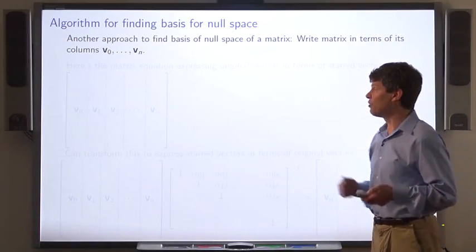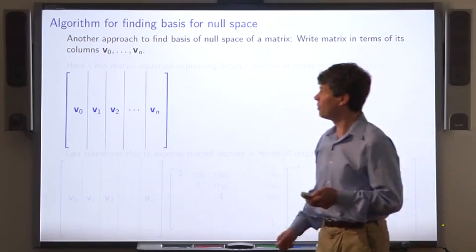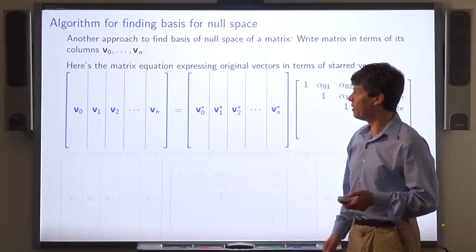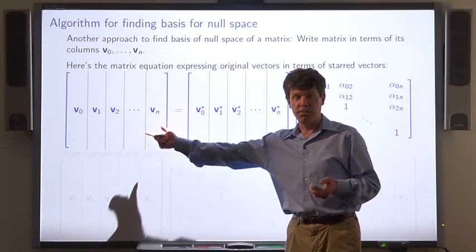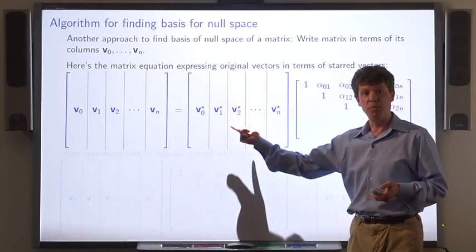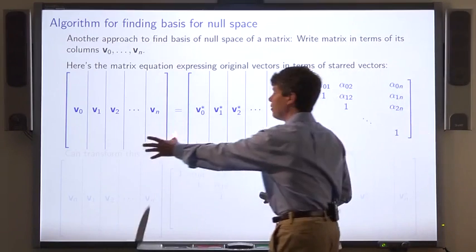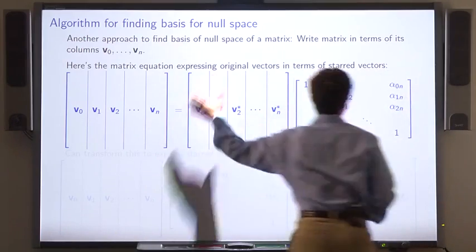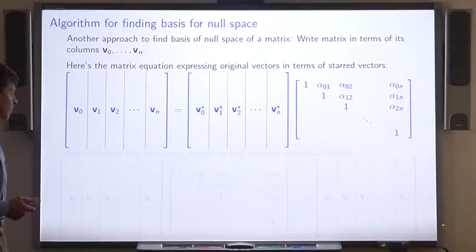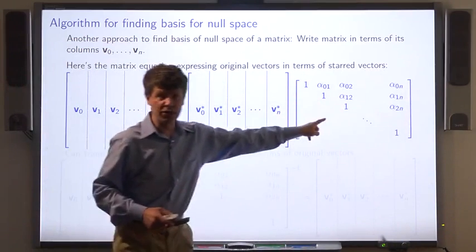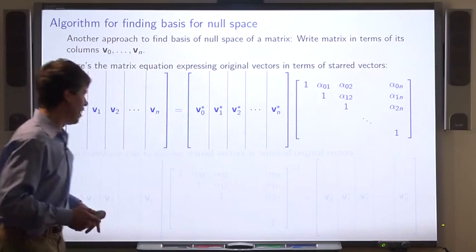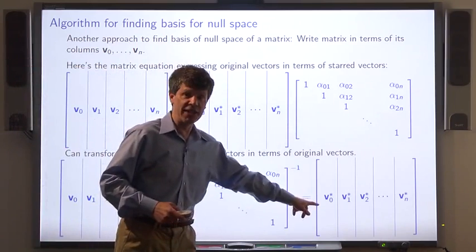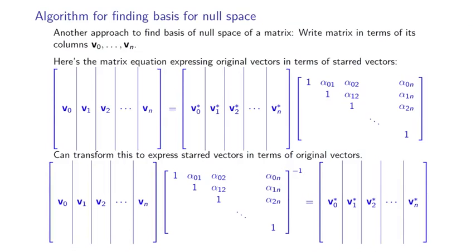This time, we'll write the matrix in terms of its columns. Now, here's the equation that relates the original vectors supplied to orthogonalize to the output vectors. The original vectors form a matrix. It's equal to the matrix formed by the output vectors times this matrix. This is an invertible matrix, so we can move it to the other side, and we get this equation that expresses the starred vectors, the output vectors, in terms of the original vectors.